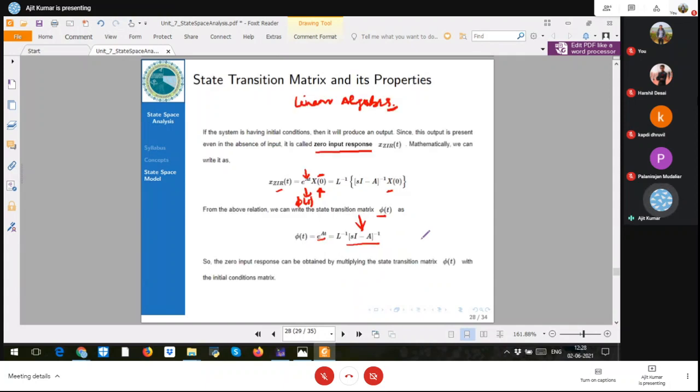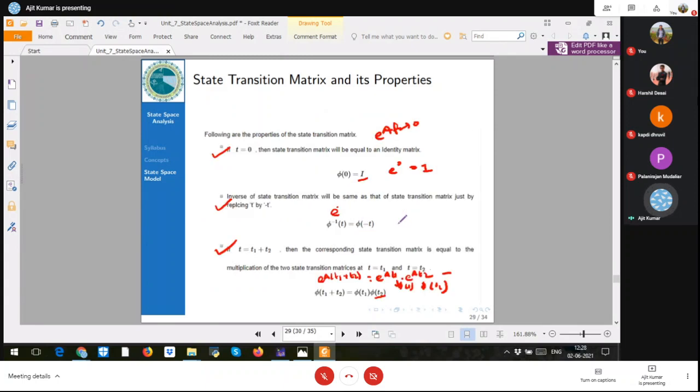Now we also got introduced to the state transition matrix and its properties. In this case, if we try to find the zero input response, this is essentially a matrix times the initial state. This special matrix is known as the state transition matrix. The state transition matrix in S domain is Laplace inverse of (sI minus A) inverse.